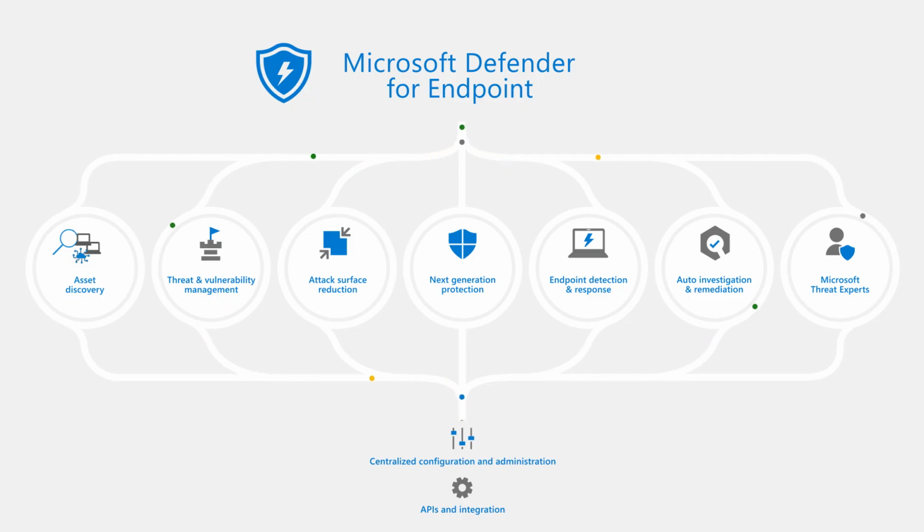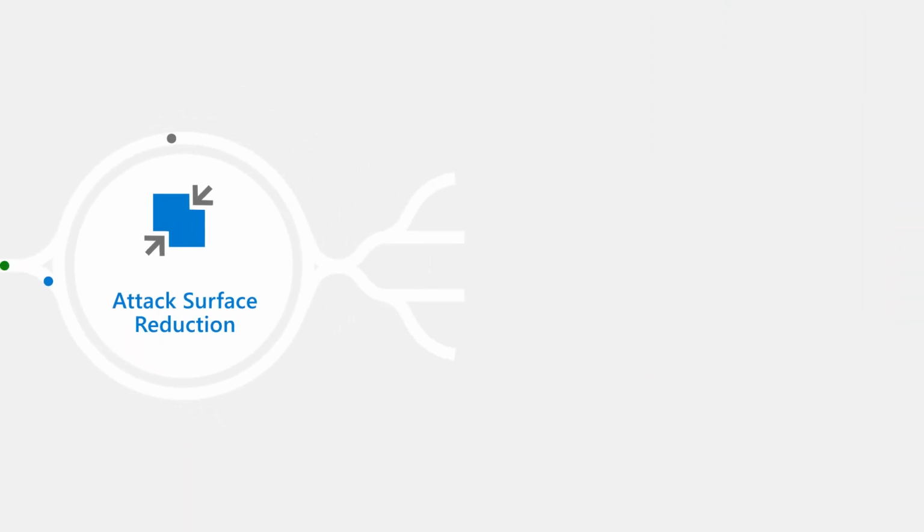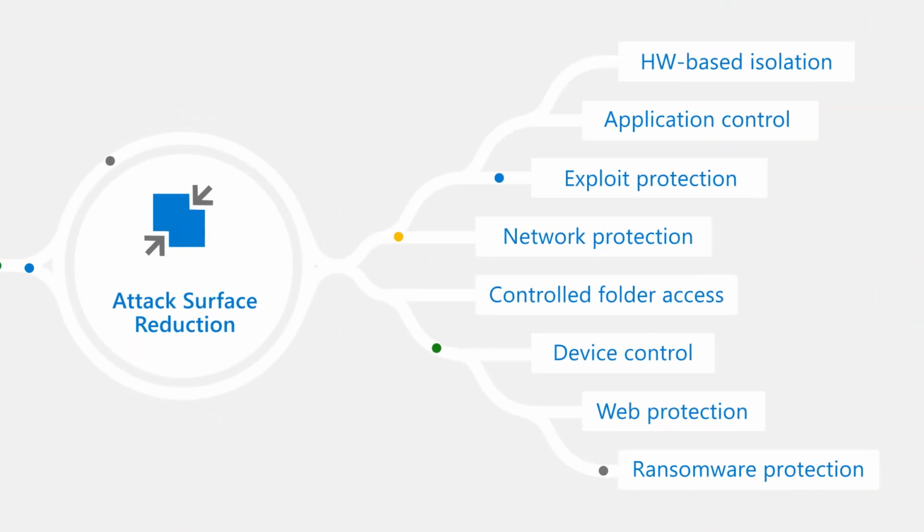The next prevention technology is attack surface reduction. That's coming up next. Attack surface reduction reduces the places where your organization is exposed to attacks, without limiting users' productivity. To do this, it provides a rich collection of capabilities.